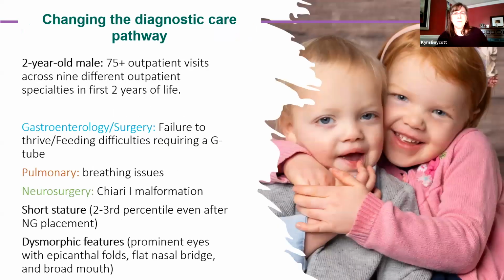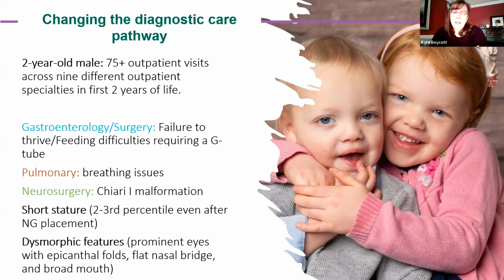And I want to show you one example for a patient that was flagged in this part of the silent BPA. So this little guy here next to his sister is a 2-year-old. He had 75 outpatient visits across 9 different outpatient specialties in the first 2 years of his life. So huge use of the system. You can see that he'd seen gastro, surgery, pulmonary, and neurosurgery for many things. His biggest issues being failure to thrive and his G-tube. And he had a Chiari-1 malformation.